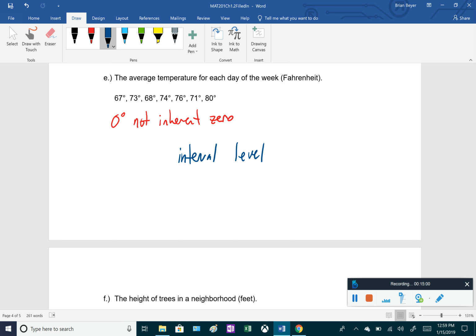Okay, so if you wanted to think about it as a ratio once again, to see if it's at the ratio level without using the inherent zero, we could take two temperatures, let's say 10 degrees and 50 degrees. 50 degrees is not 5 times hotter than 10 degrees, so that ratio is actually not meaningful. We can do the ratio because they're numbers, but it's just not meaningful.